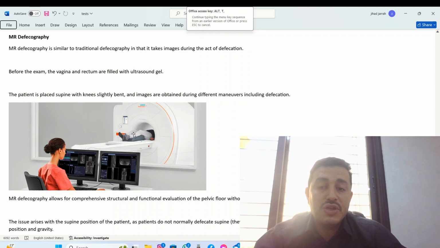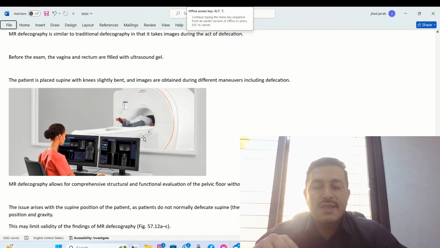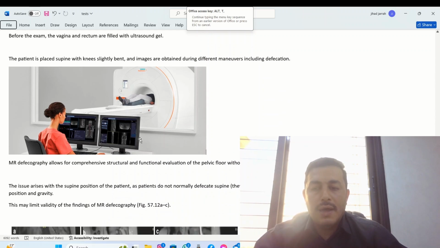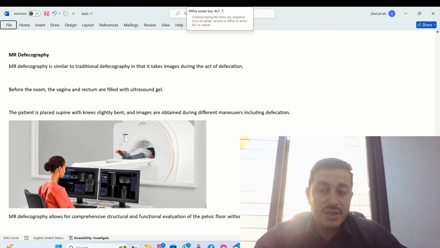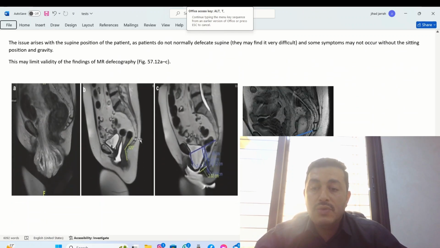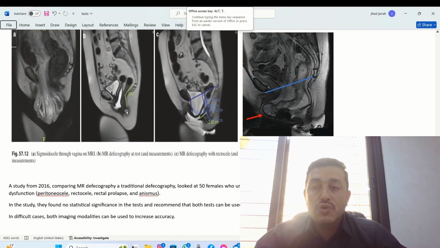You can see that the patient is lying supine, with the knees slightly bent, and actually this is a disadvantage because many patients require the natural position to complete their evacuation. This may limit its validity. One of its advantages is that it is radiation free, and you can see here an image showing MR defecography.